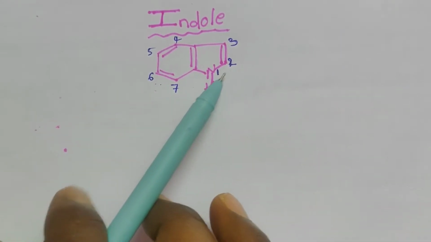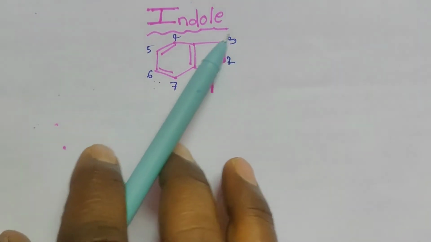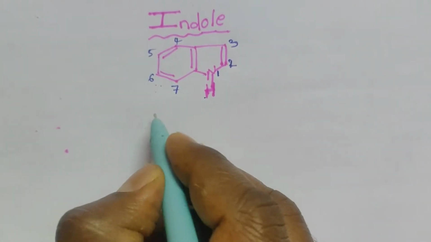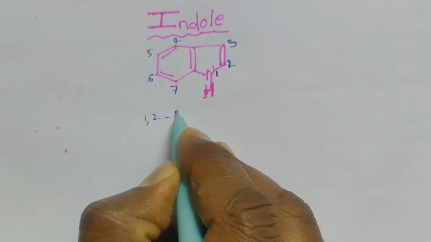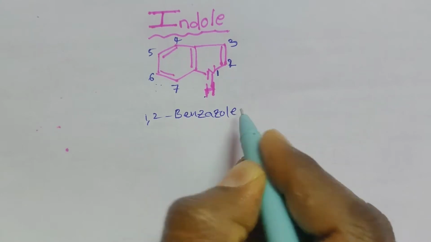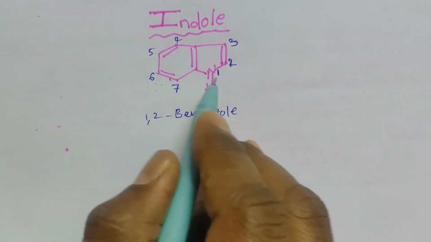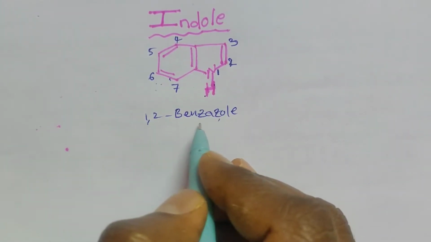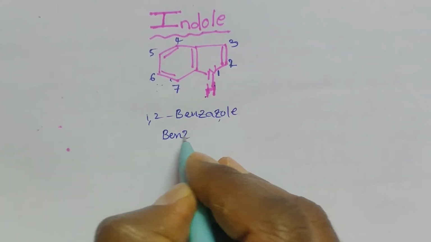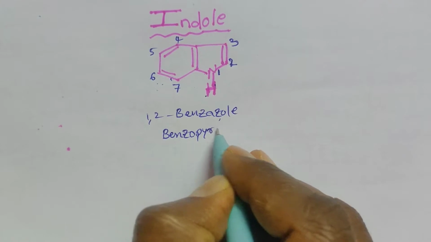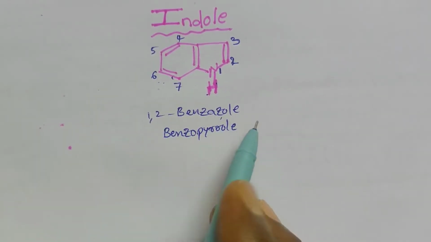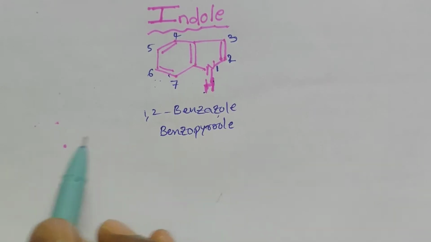We know very well that another name for pyrrole is azole. So that's why this is also known as 1,2-benzazole, because here benzene is fused with azole, so that's why we call it 1,2-benzazole. Otherwise we can call it benzopyrrole. So like this, indole has two more names, 1,2-benzazole and benzopyrrole.